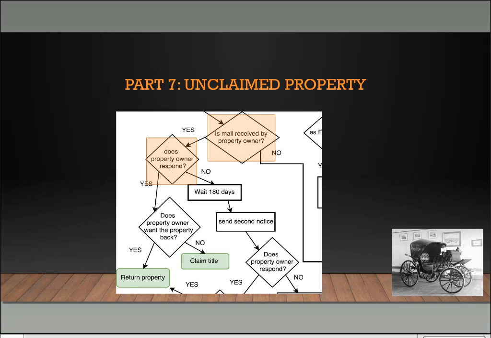All right, so let's say he receives the letter because he signed the signature card, and then we don't hear from John Doe. We have to wait 180 days. Because he received the first letter, after 180 days, we're going to send him a second letter and find out if he's going to respond or not.